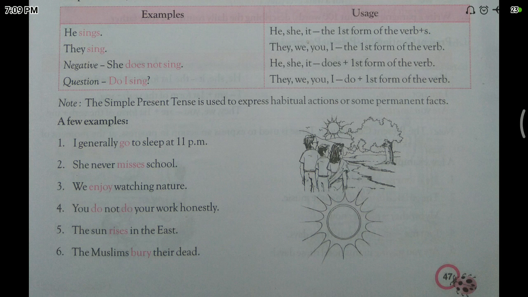We enjoy watching nature. Here we use enjoy, that is the first form of the word, because the subject is plural, we. In the next, you is the subject, a singular subject, that's why we have used do not. Be it plural, then also we will use do not with you and I. So the sun rises, sun is singular, in rises we have added es. In the Muslims bury their dead, Muslims are plural, and in bury we don't use s or es.